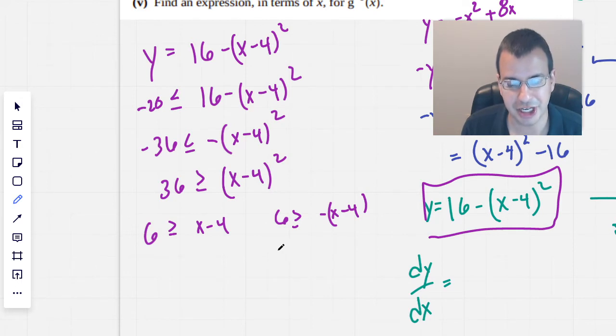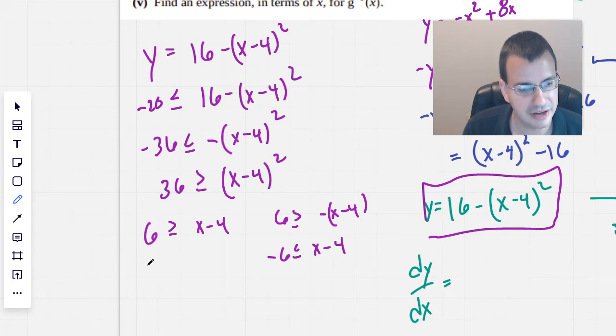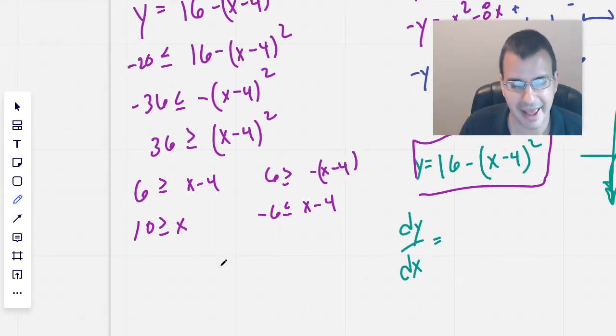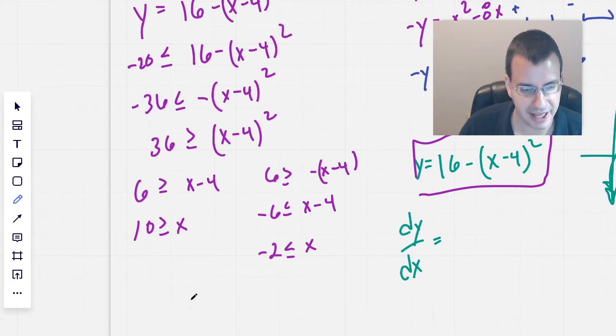This one, we will divide both sides by negative 1, so we have negative 6, flip the inequality, x minus 4. Solving this, add 4 to both sides: 10 is greater than or equal to x. And on this side, add 4 to both sides, so we have negative 2 is less than or equal to x.